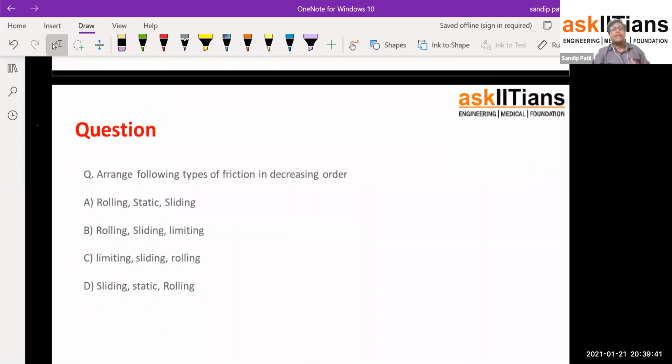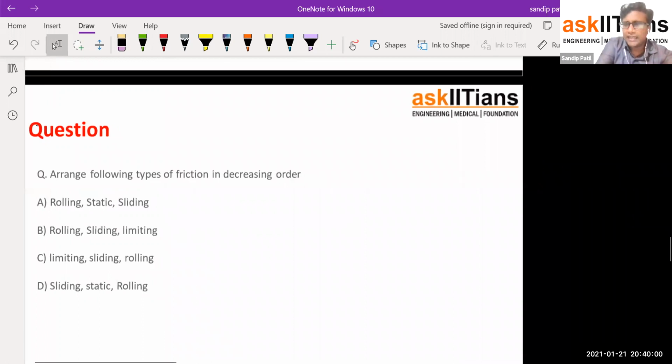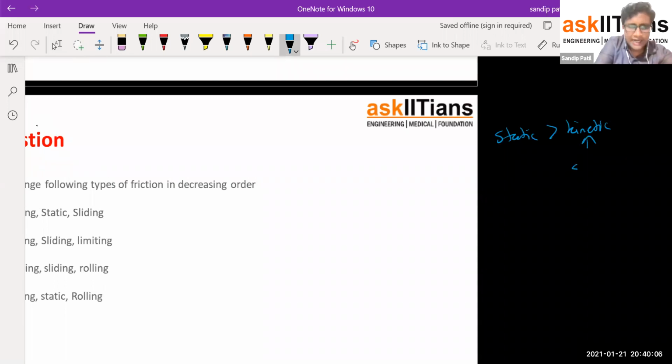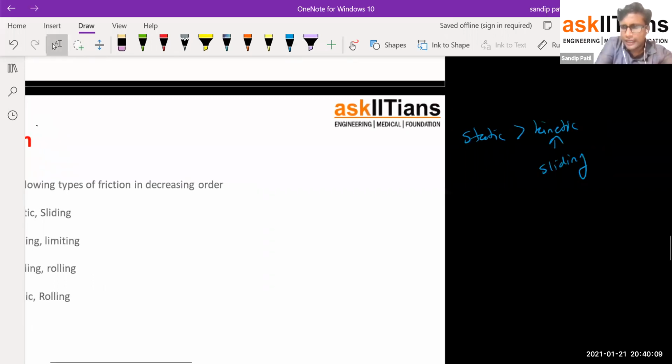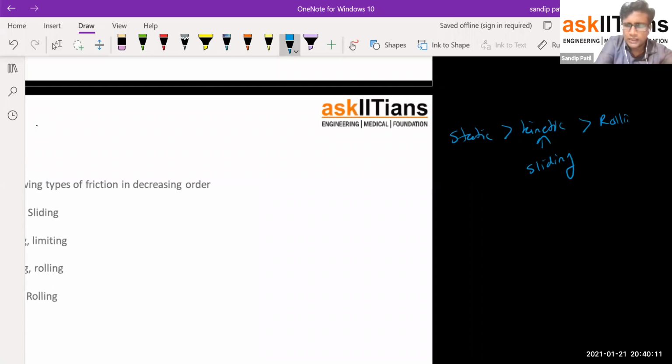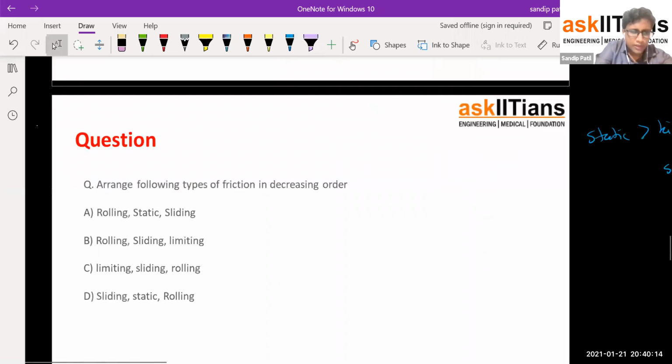Arrange the following types of friction in decreasing order. So decreasing order means which one should be the highest force of friction? There are limiting, then limiting means static force of friction, right? Static one is highest. Then kinetic. Kinetic also has the second name, sliding. That's what they have used here. And then we have the rolling. So which option is correct? Yes, static means maximum value is anyway limiting. So I can say C is our answer, right?